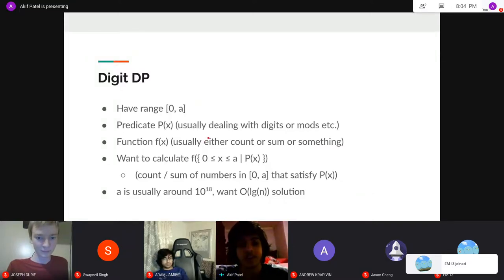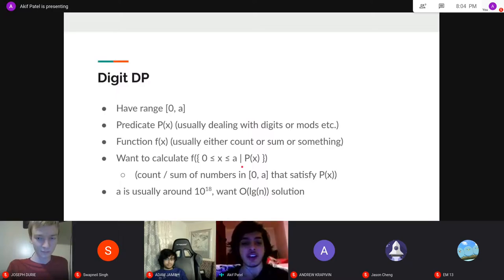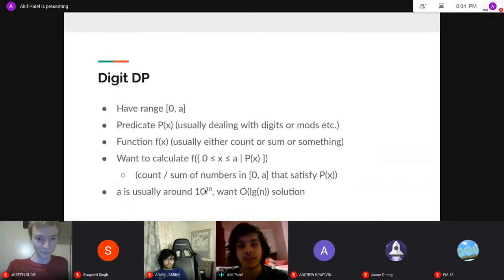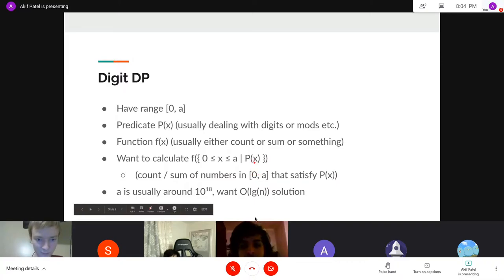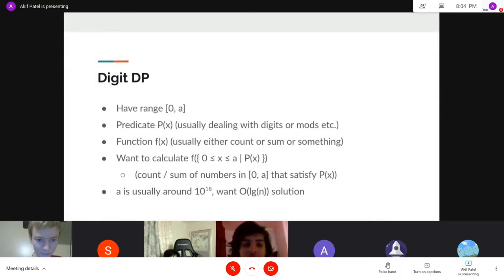And then the other thing we have is some sort of function, which is usually either the count or the sum. 99% of the time it will just be the count of stuff, but it can also be like adding up digits or adding up the numbers themselves or stuff like that. And the idea in DigiDP is you want to look at all numbers in this range that satisfy this predicate and then add them up or count them or something like that. Okay?